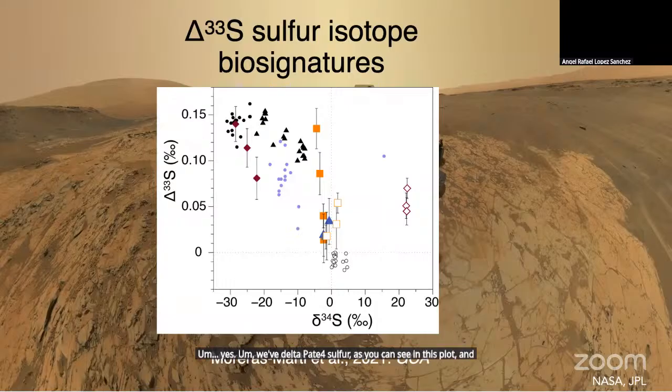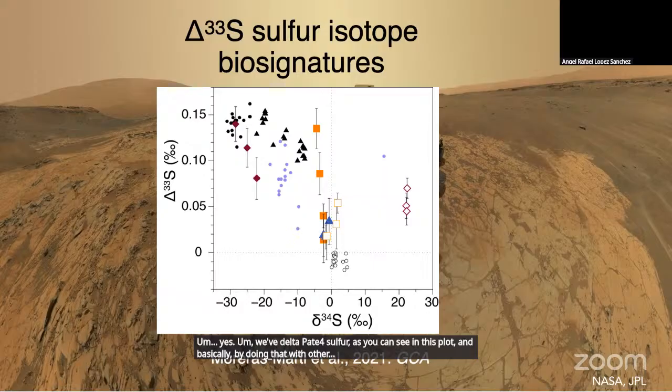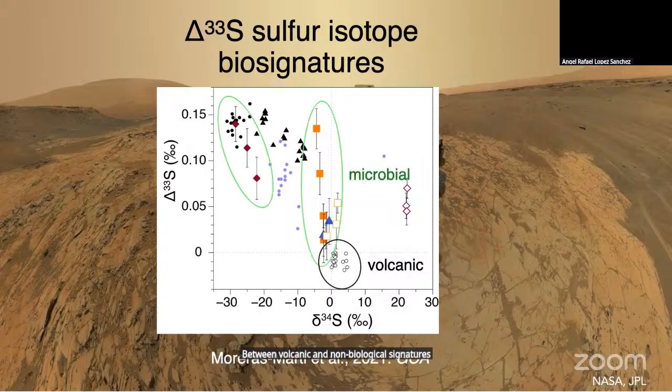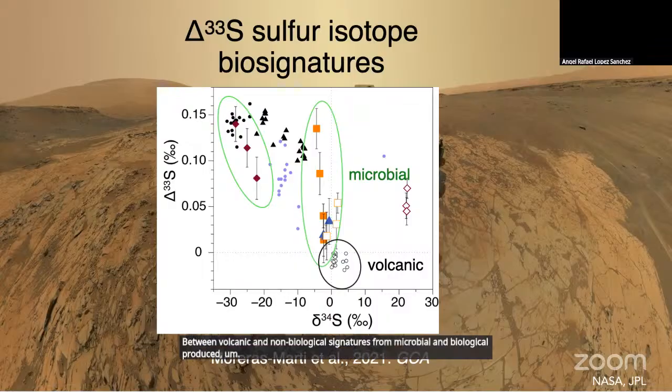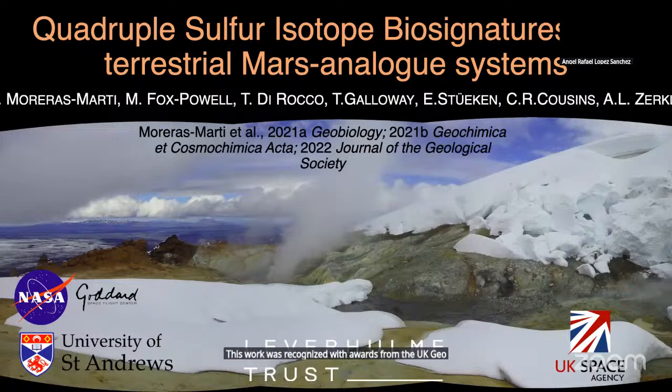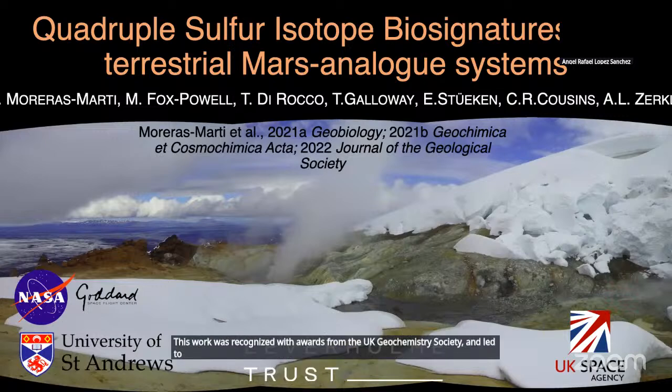And basically, by doing that, we added a third dimension into the delta 34 sulfur studies, distinguishing between volcanic and non-biological signatures from microbial and biologically produced signatures. This work was recognized with awards from the UK Geochemistry Society and led to publications that are now informing Mars, but also Europa mission targets.